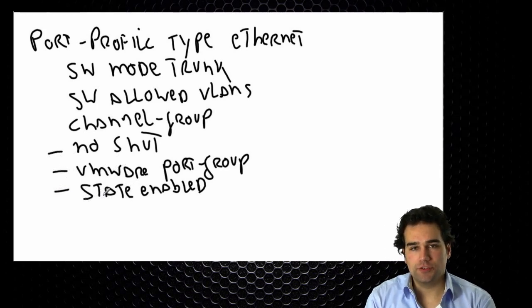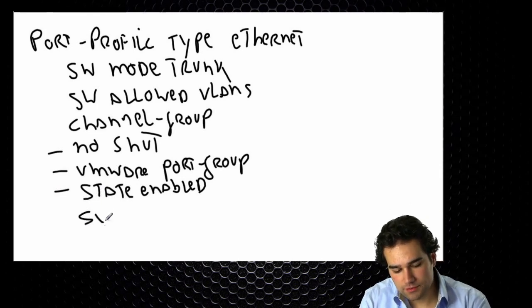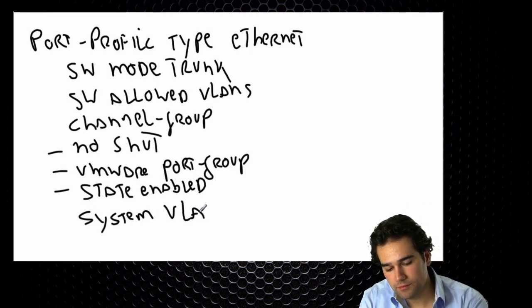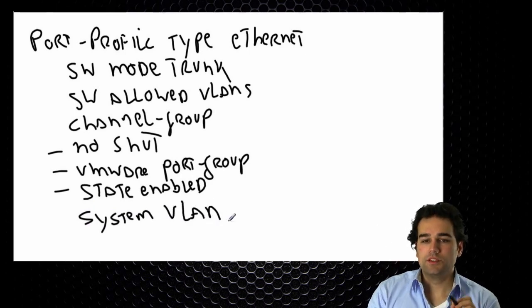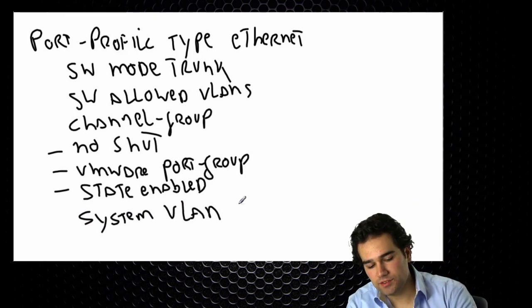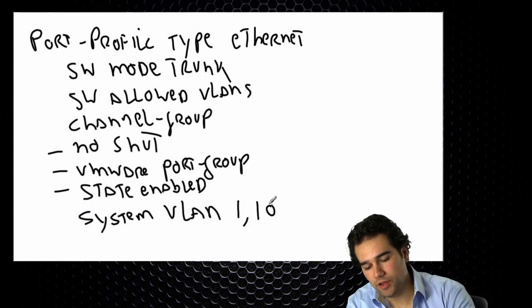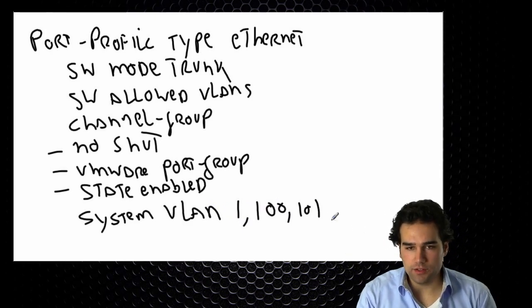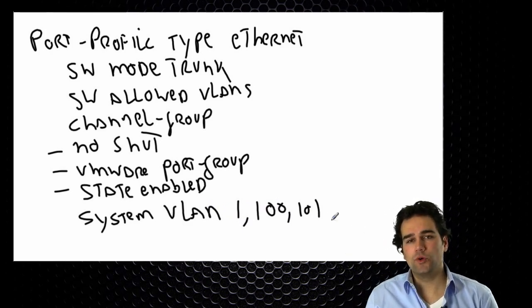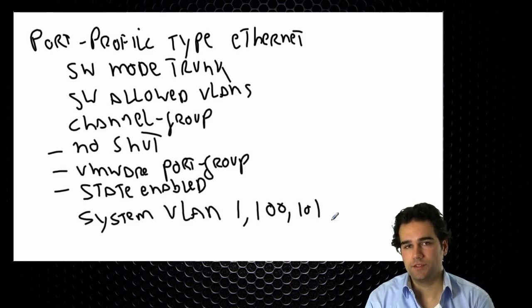There is one special command. That is the system VLAN command. The system VLAN command specifies one or a range of VLANs. It's like a VLAN allowed list for a special range of VLANs. What is the special range of VLANs that I need in the Nexus 1000V?